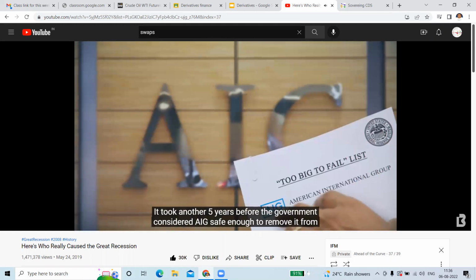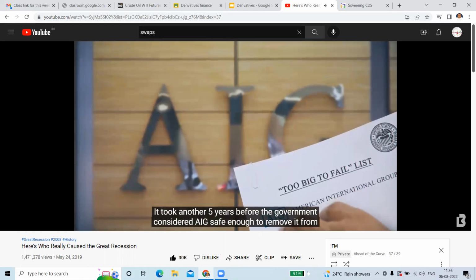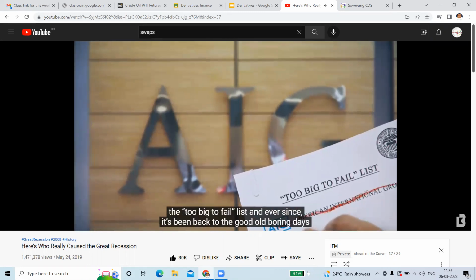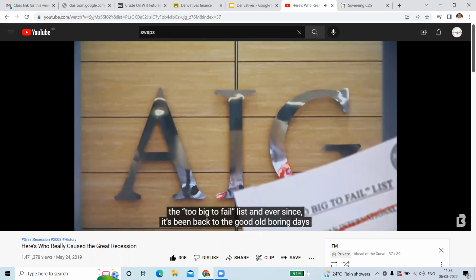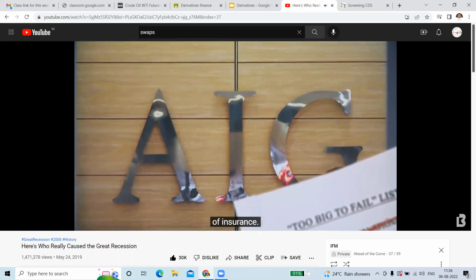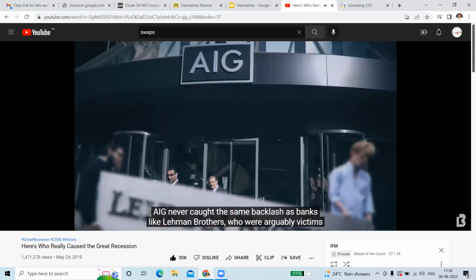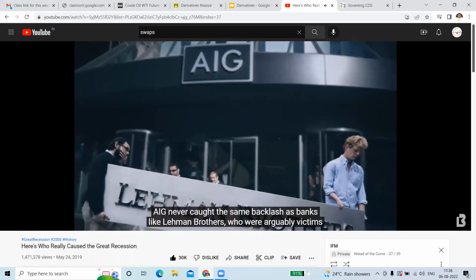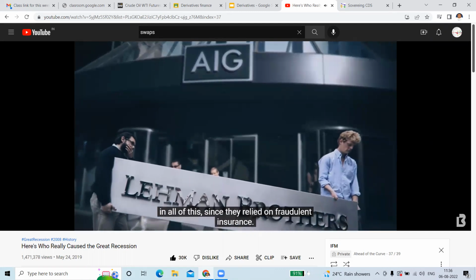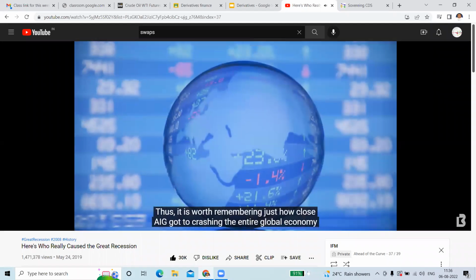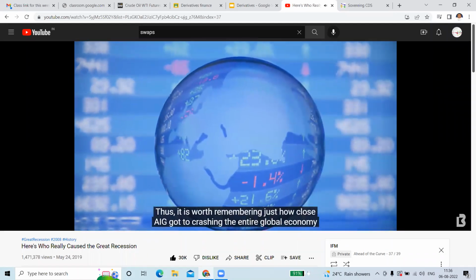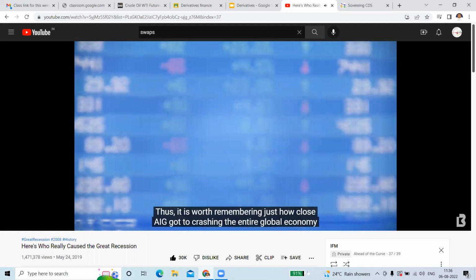It took another 5 years before the government considered AIG safe enough to remove it from the too big to fail list, and ever since, it's been back to the good old boring days of insurance. AIG never caught the same backlash as banks like Lehman Brothers, who were arguably victims in all of this, since they relied on fraudulent insurance. Thus, it is worth remembering just how close AIG got to crashing the entire global economy.